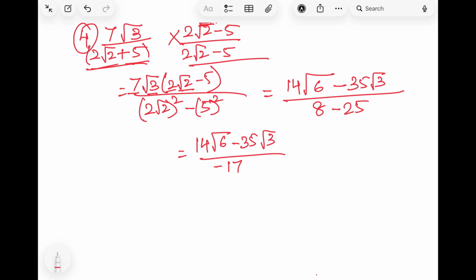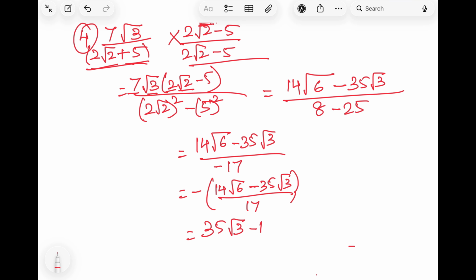Now you cannot leave the answer in the denominator in negative, so we take the negative sign and put it here. So if I negate the entire term, this entire negative will bring it up. Upon 17. So what will happen? This 14 root 6 will become minus and 35 root 3 will become positive. So I am writing 35 root 3 first minus 14 root 6 upon 17.